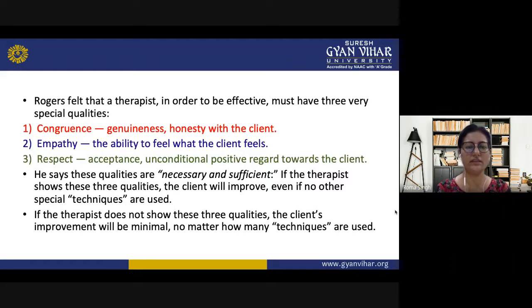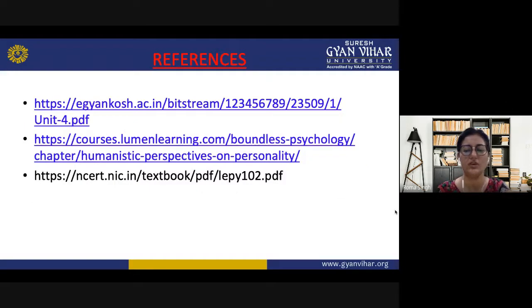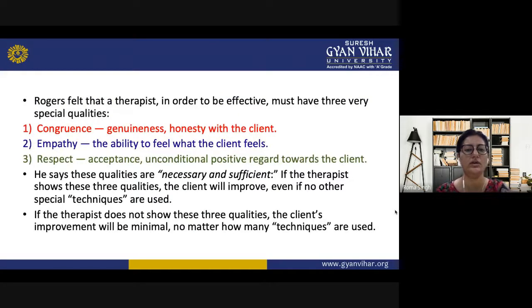Rogers felt that a therapist, in order to be effective, must have three very special qualities: congruence, that is, genuineness and honesty with the client; empathy, the ability to feel what the client feels; and respect, acceptance, unconditional positive regard towards the client. If the therapist does not show these three qualities, the client's improvement will be minimal.